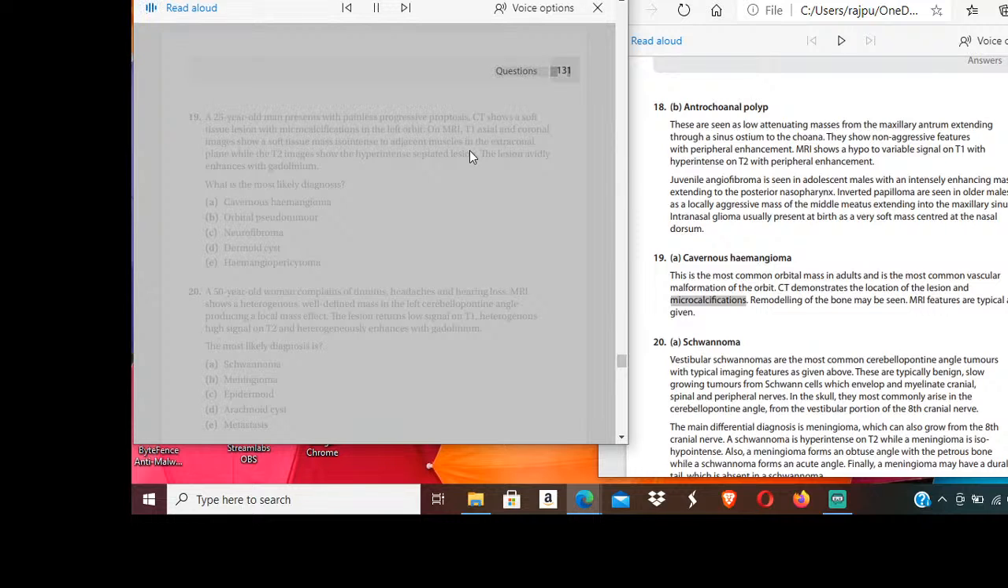19. A 25-year-old man presents with painless progressive proptosis. CT shows a soft tissue lesion with microcalcifications in the left orbit. On MRI, T1 axial and coronal images show a soft tissue mass isointense to adjacent muscles in the extraconal plane while the T2 images show the hyperintense septated lesion. The lesion avidly enhances with gadolinium. What is the most likely diagnosis? A. Cavernous hemangioma. B. Orbital pseudotumor. C. Neurofibroma. D. Dermoid cyst. E. Hemangiopericytoma.